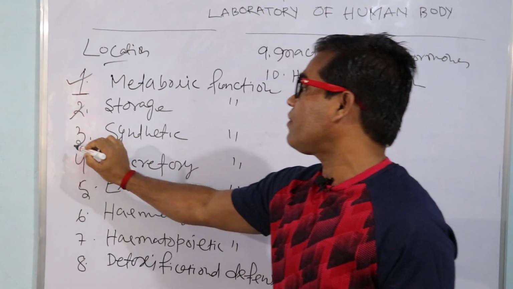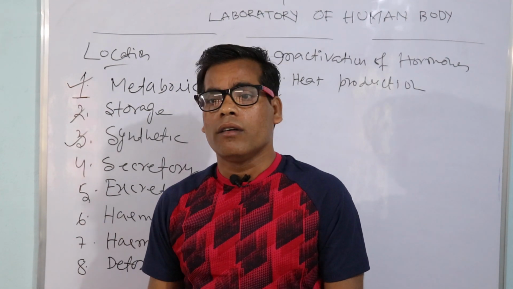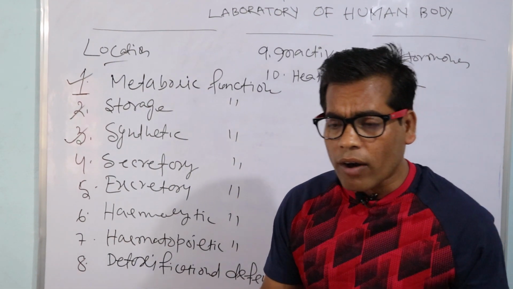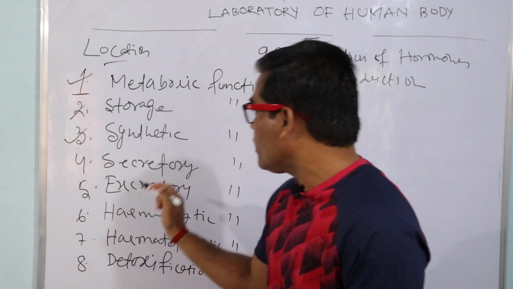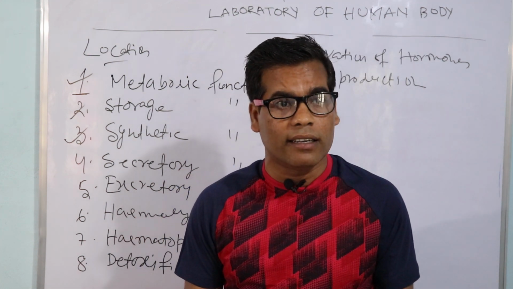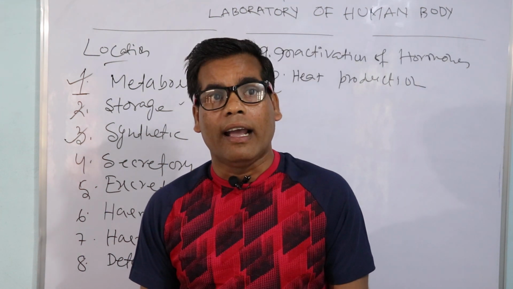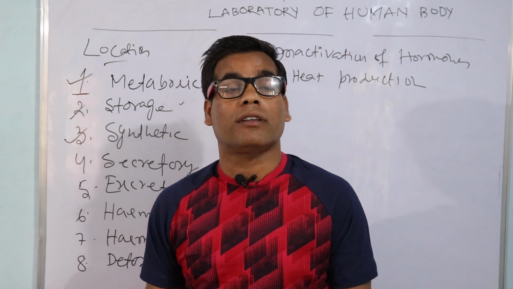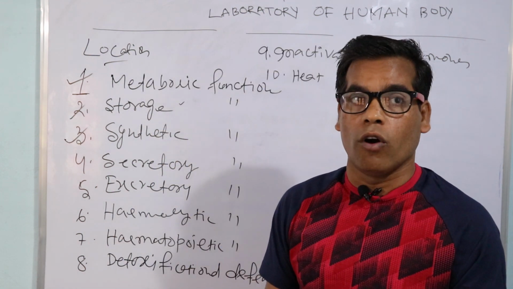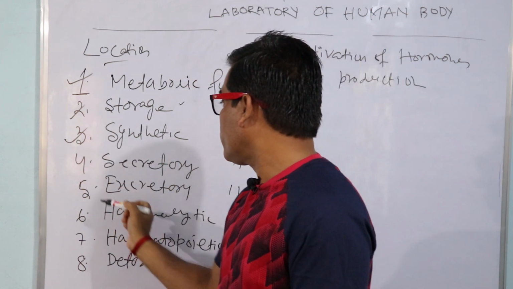Then go to synthetic function. The liver synthesizes a variety of substances, for example the plasma proteins which are responsible for the coagulation of the blood. It is also responsible for the synthesis of a hormone called somatomedin, the steroid hormones, and the plasma protein binding hormones. These are some of the synthetic functions.